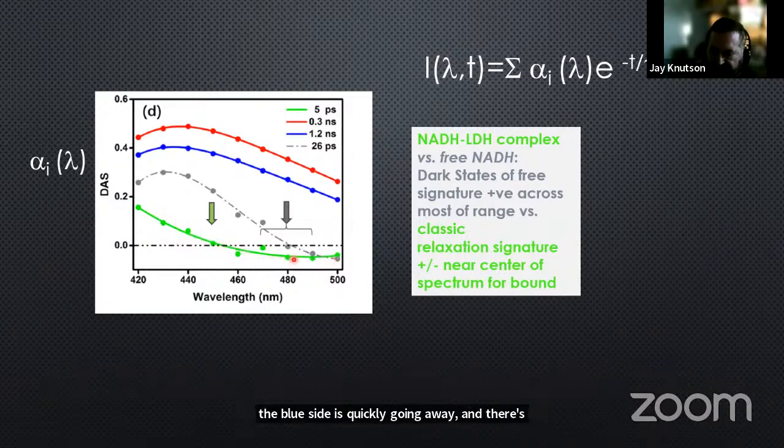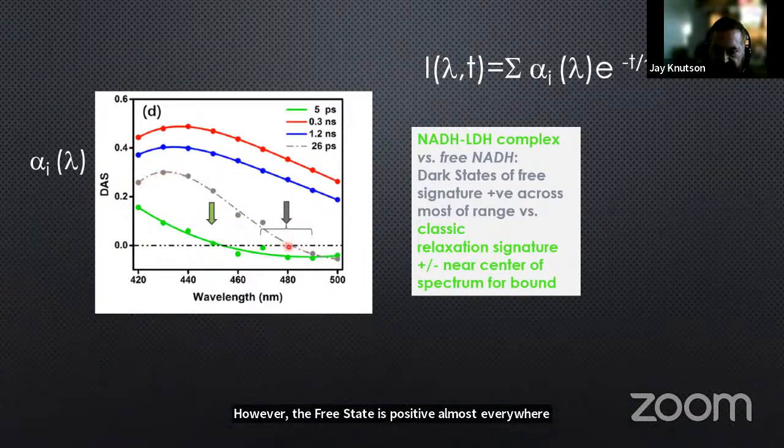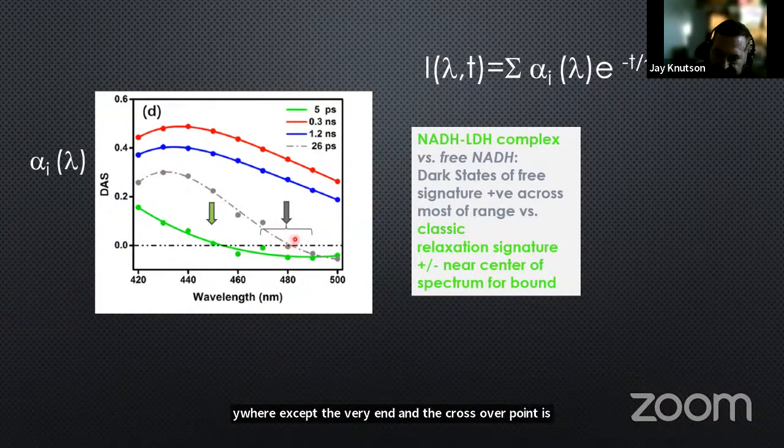In other words, there's a positive region here because the blue side is quickly going away, and there's a negative region here which represents that rise on the red side, and it crosses somewhere near the middle of the spectrum. However, the free state is positive almost everywhere except the very end, and the crossover point is way out in the red, which, by the way, this gives you an opportunity later.